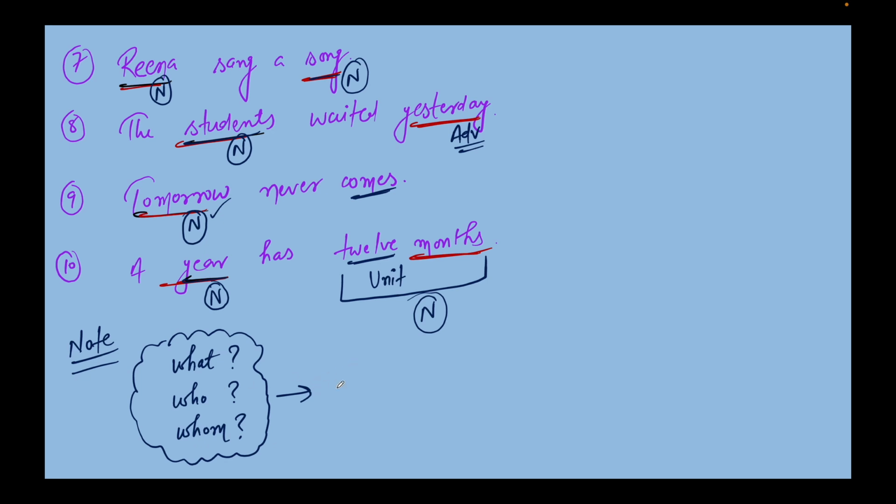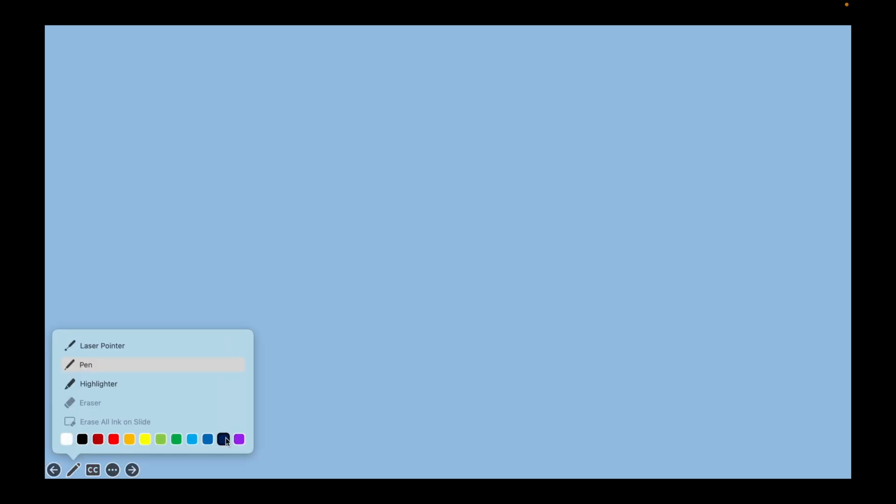So it is a kind of identification. Is it clear? Okay. Come to kinds of noun.